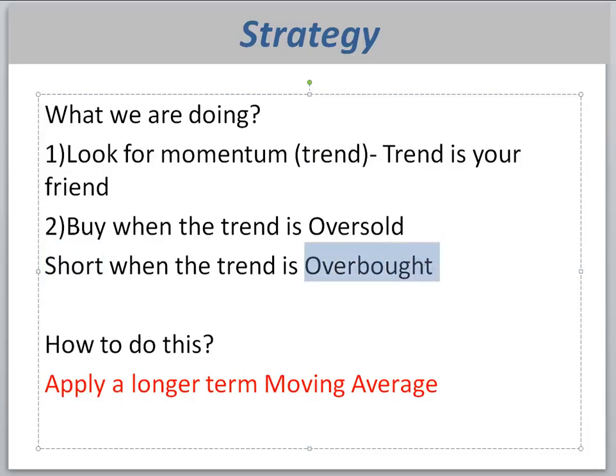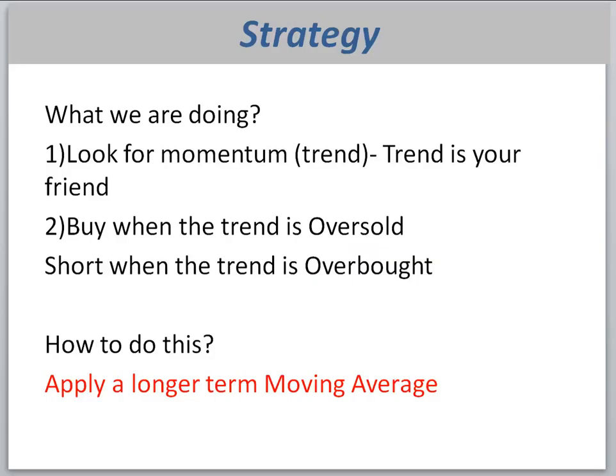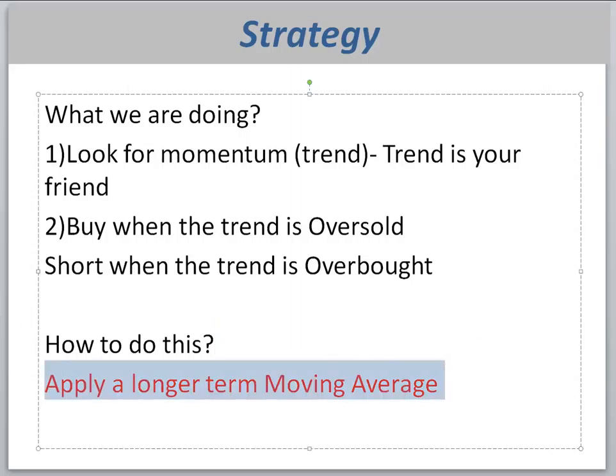Okay. So how do you do this? This sounds a little strange. You want to go with the trend. You want to be buying something that's strong, even though it's weaker. So is it strong or is it weaker? How does that work? So how to do this? We're going to apply a longer-term moving average.